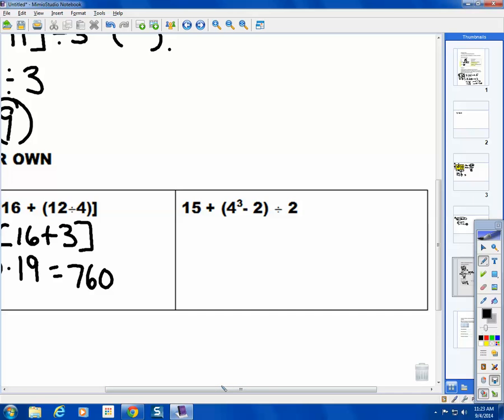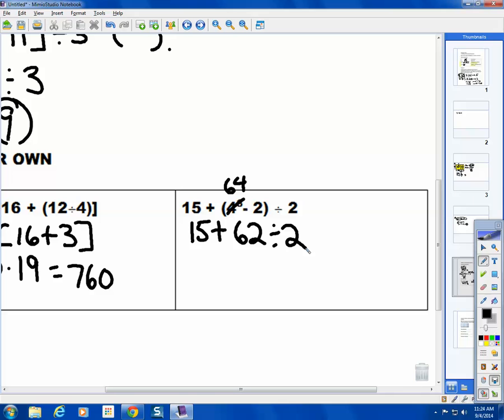Okay, Jaden, you're up, buddy. First do 4 cubes, which is 64. So this part right here is 64, and then you're still in parentheses, right? So subtract 64 by 2, and it's 62. So this is really going to get rewritten as 15 plus the 64 minus the 2, which is 62, divided by 2. Excellent.